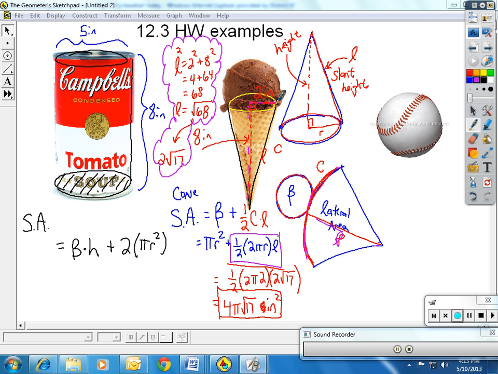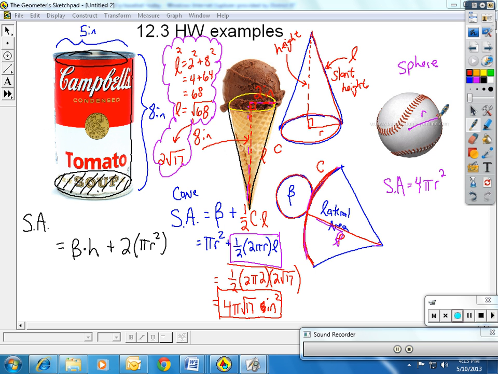The last one is a sphere, like a ball. A baseball is a sphere, and your surface area is equal to 4 pi r squared. All you need to know is the radius of that ball. So this is made out of cowhide, leather. So how much leather goes into making a baseball?